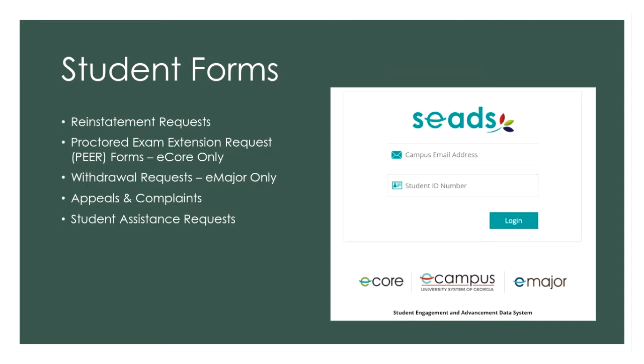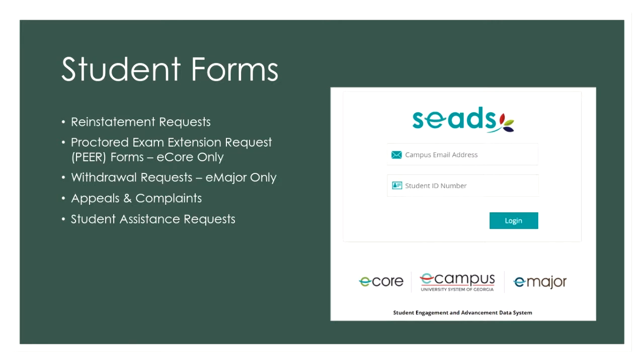Students have several different forums in their version of the SEADS platform. You may have already gotten some reinstatement requests for students who were reported non-attending, but it's also where students will go to request an extension on a project exam. If they need to appeal something or have a complaint, those forms are also located in the student portal. Students also have the option to fill out a student assistance request and report themselves as at risk. We typically see the majority of those at the start of the term when they're trying to just figure things out.